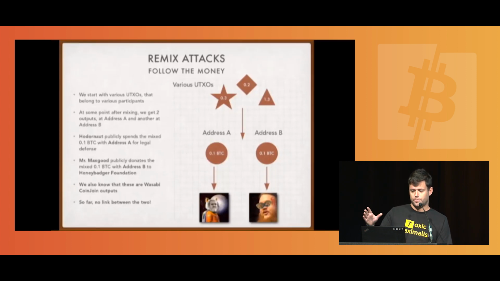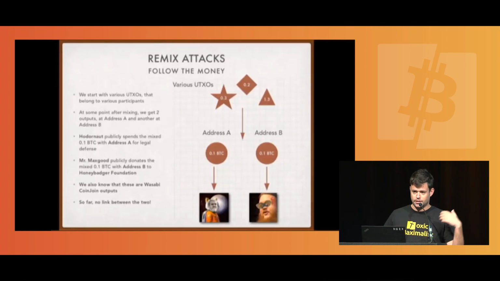And so we start at the top with various UTXOs. Some of them may belong to them, others maybe not. And they get them into various coinjoin transactions, not necessarily the same one. And after a few rounds of mixing, they end up with two outputs. There's one output on address A and another one on address B, and they look exactly the same at this point. But after that, Hodornaut takes 0.1 Bitcoin from a mixing round and spends it.